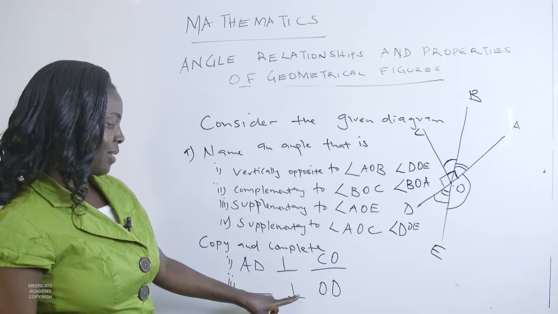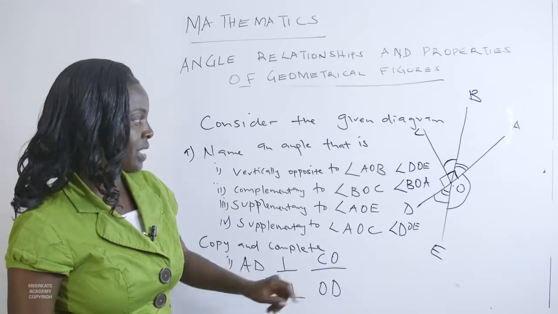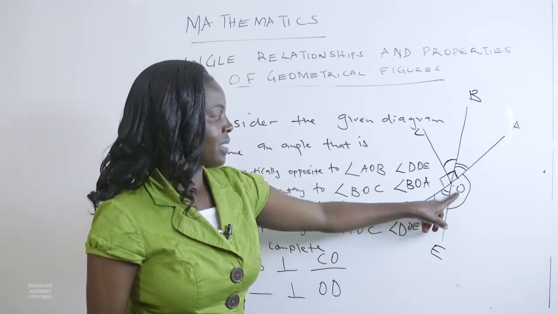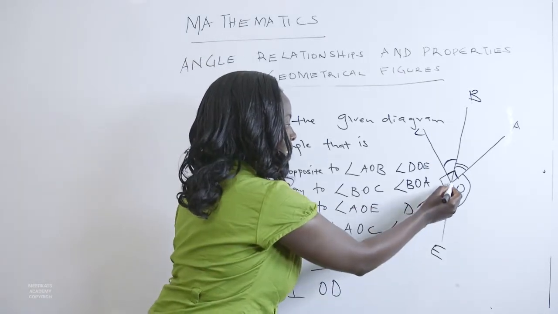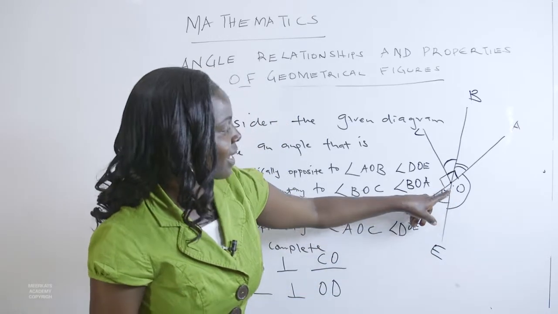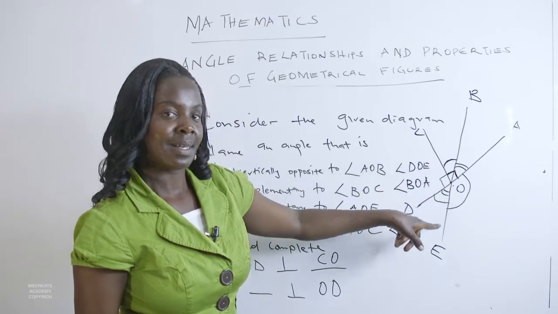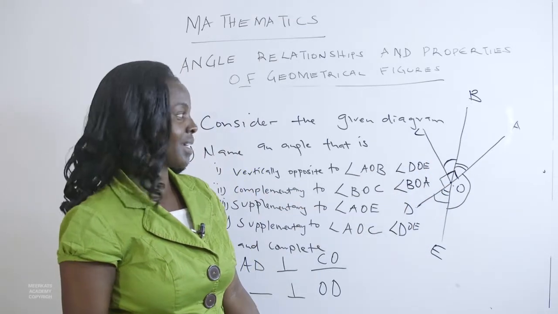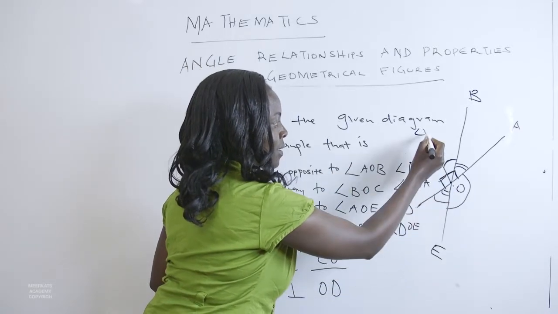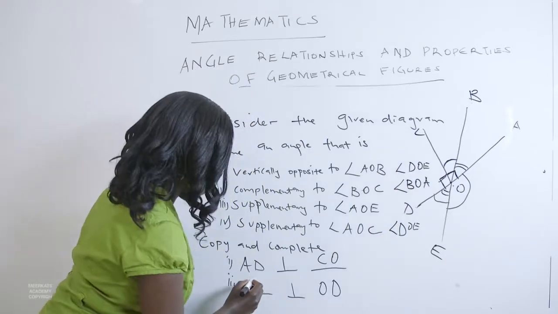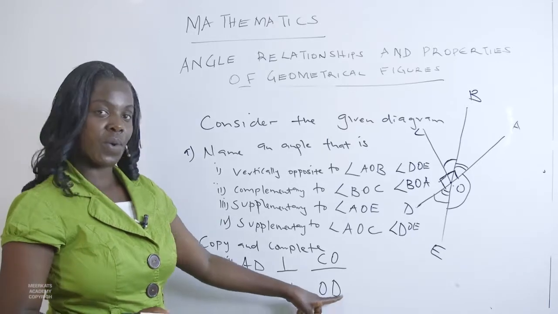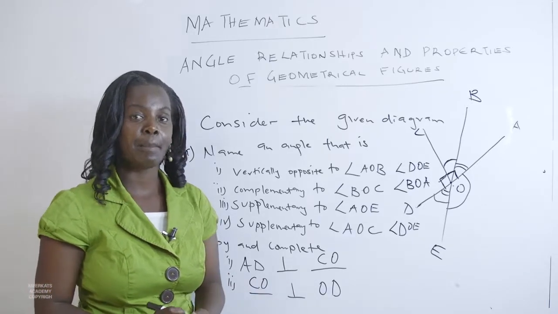Then we are told which line is also perpendicular to OD. Let's see OD. This line OD here, from here to here. This line meets with which other line at an angle measuring 90 degrees? You realize it is the same, line CO. So again, CO is perpendicular to line OD. We have said this sign means perpendicular.